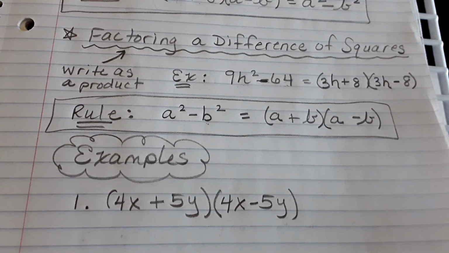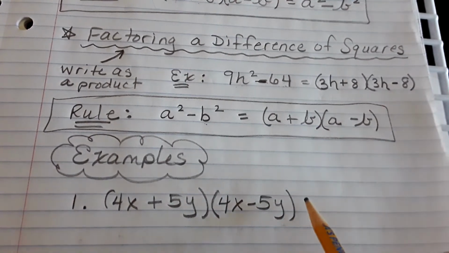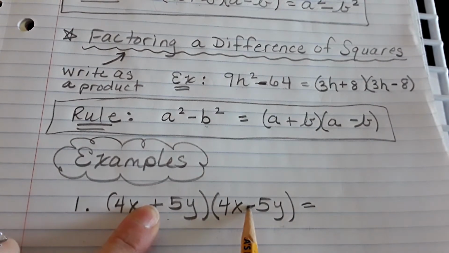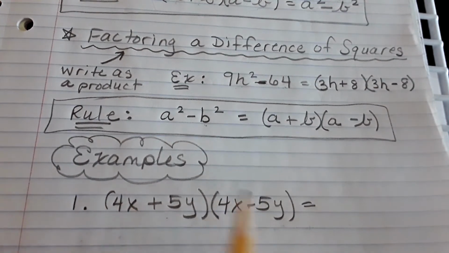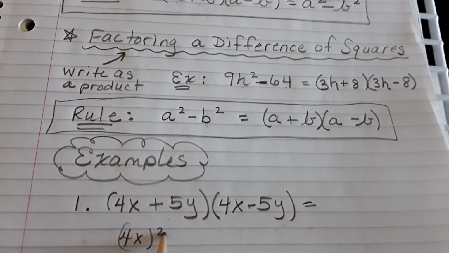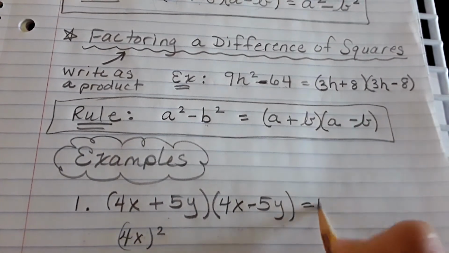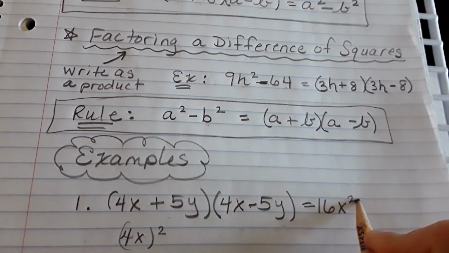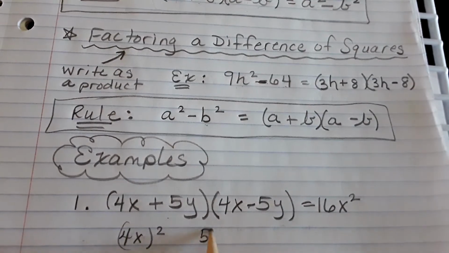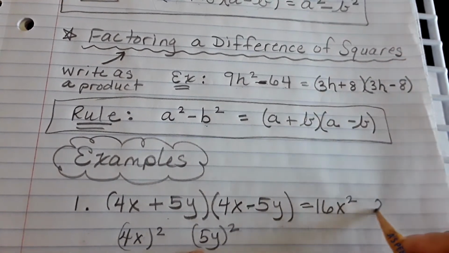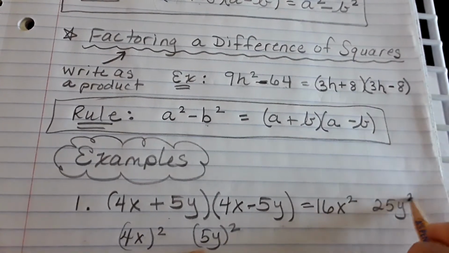You can do the 4 steps, FOIL, first, outer, inner, last, or you can practice the shortcut if you recognize they are conjugates. So remember, you take that first term, 4x, and you square it. So think about what that would be. 16 with your x squared. Take your last term, 5y, square it. When you do that, you get 25 y squared.